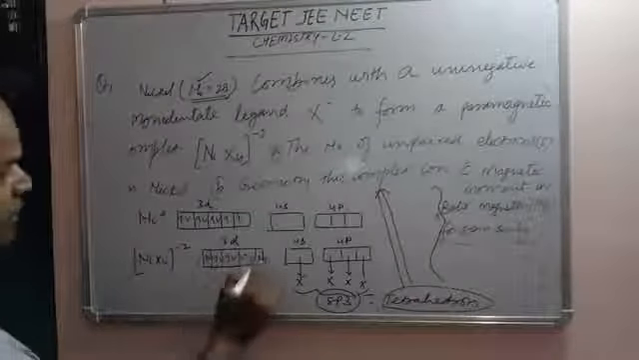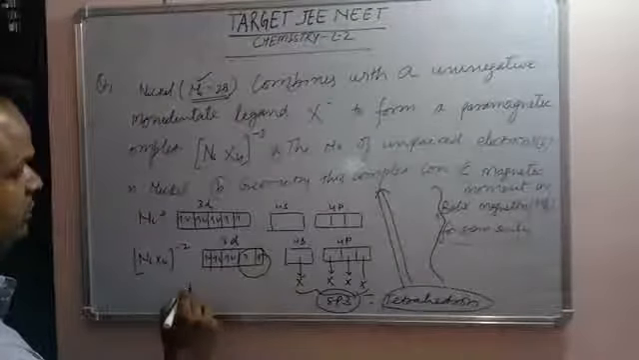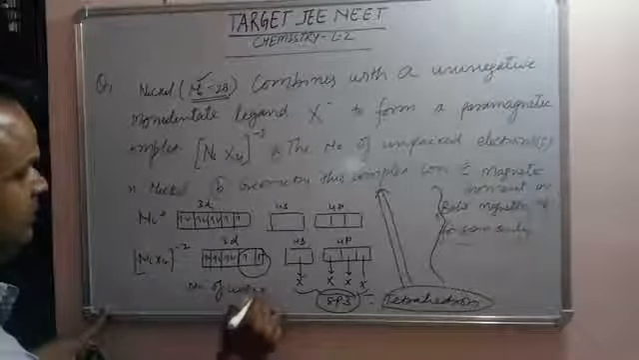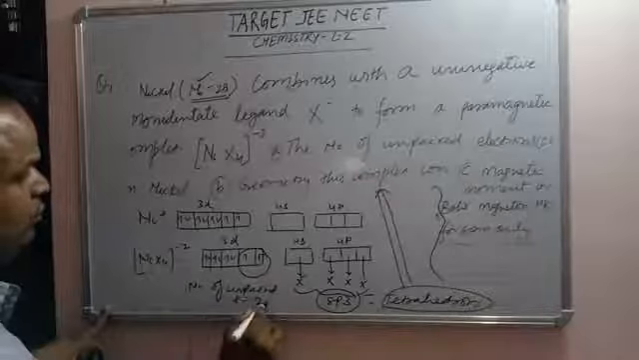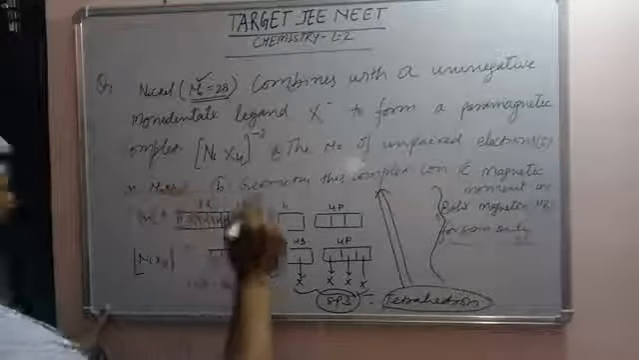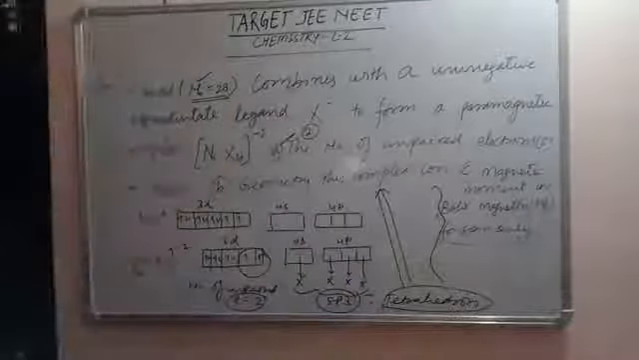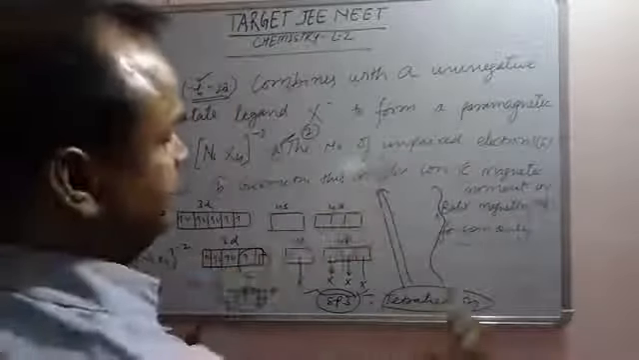Now from here you can see the number of unpaired electrons is equal to 2. So answer for A is 2. Now come to the point C.